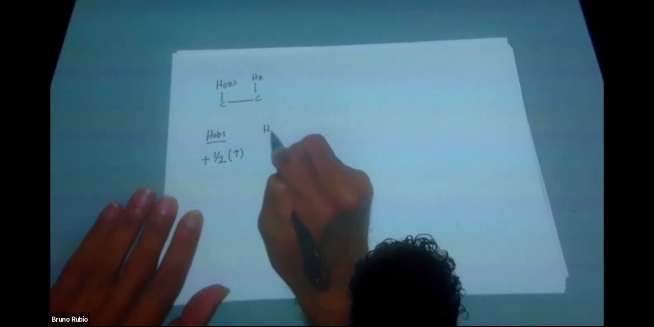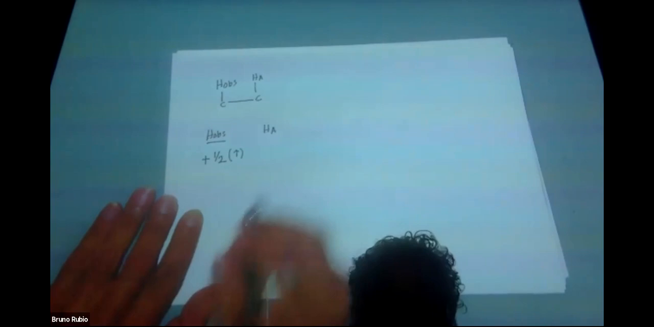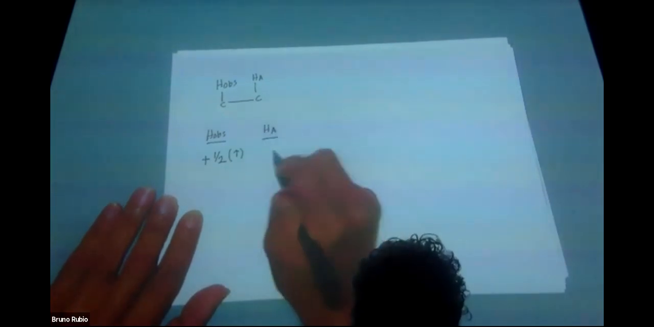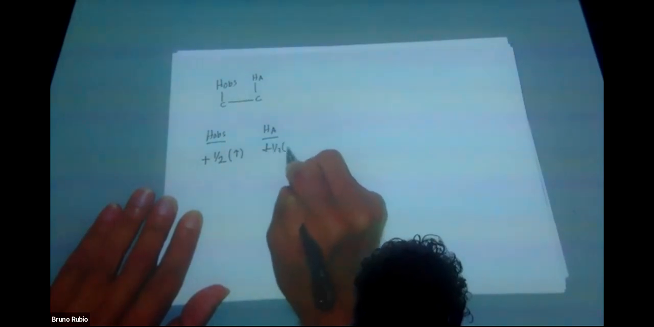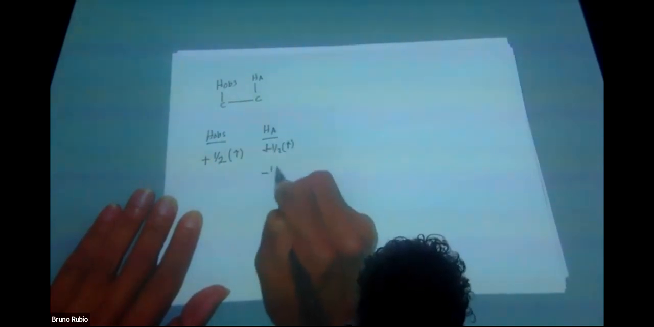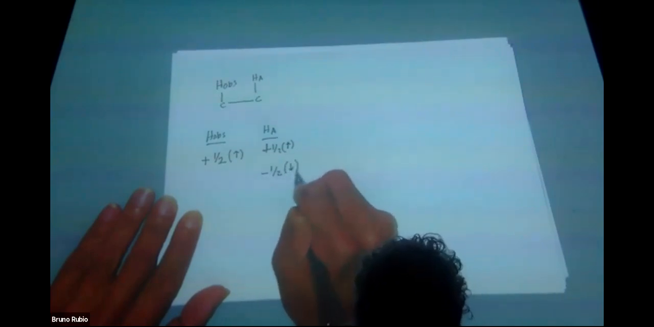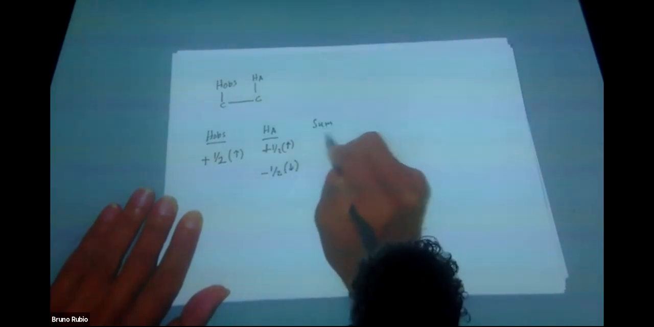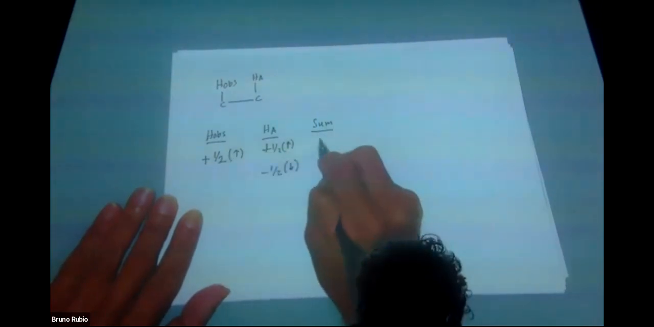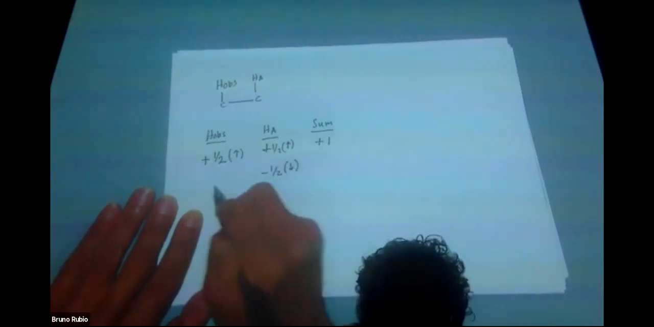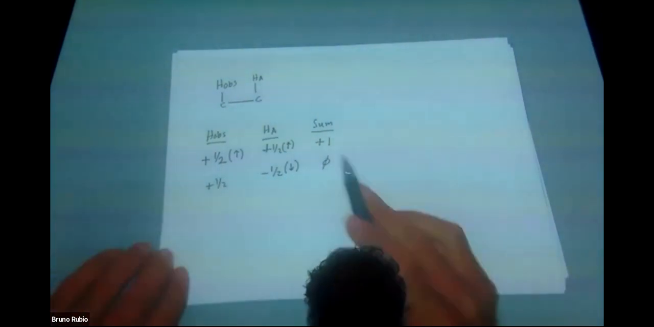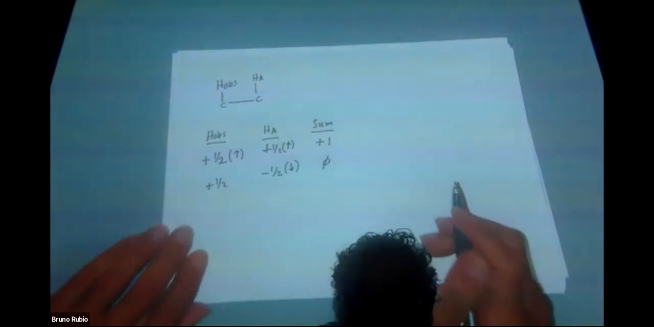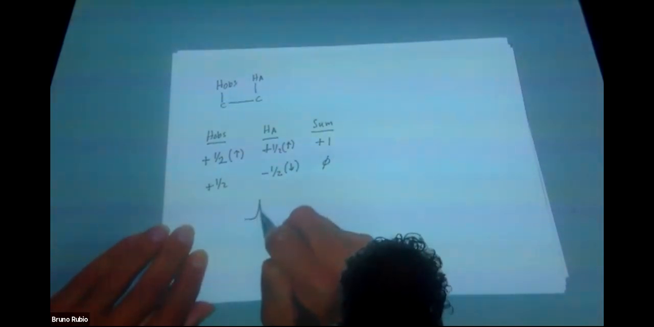The observed proton has to be spin up, but the neighboring proton, HA, can be either spin up or spin down. So he can be plus 1/2, spin up, or he can be minus 1/2, spin down. The sum of these microstates, this plus this, adds up to 1. The sum of these microstates adds up to 0. And so this is what is going to give us this pattern of the doublet.